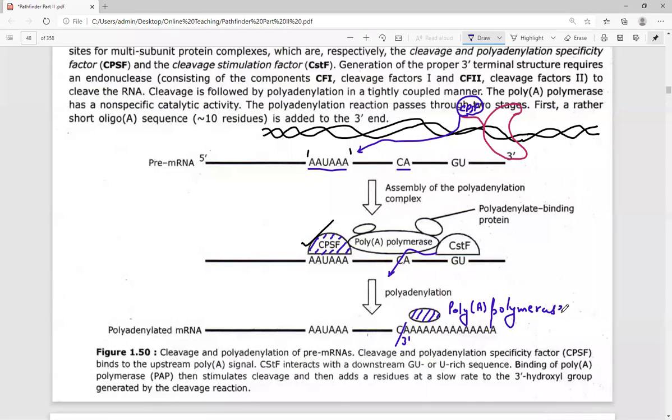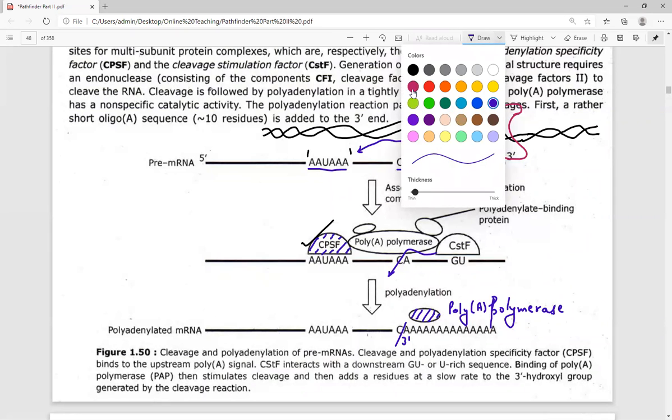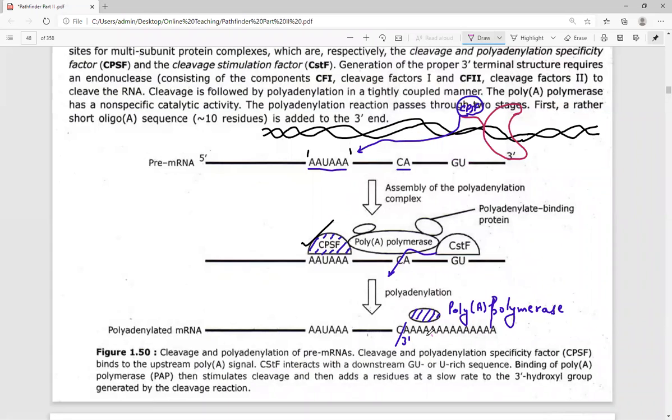When the poly A polymerase binds, this molecule will lead to the biosynthesis of a large number of adenosine chains. And these adenosine chains will be stabilized with the help of a large number of other proteins. So there would be other proteins, poly A binding proteins, that will be binding to this particular site. Here it is going to bind. This is how binding is going to take place.